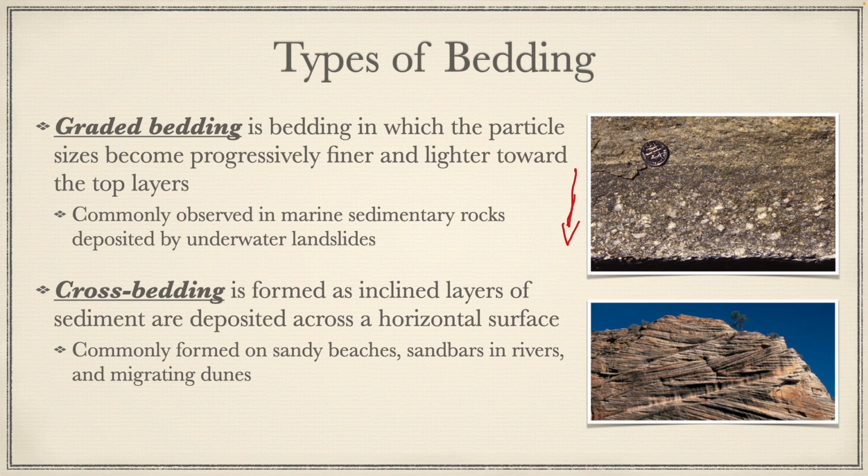So cross bedding is formed as inclined layers of sediment are deposited across a horizontal surface. This is commonly formed on sandy beaches, sandbars in rivers, and migrating dunes. So you have basically material that gets piled up, and then it gets piled up again, it gets shifted, and it forms these crisscross patterns. Some of these patterns go this way, and then some go this way, and some of these others are actually going the other way. So these crisscross each other.